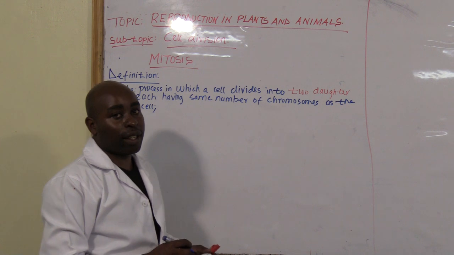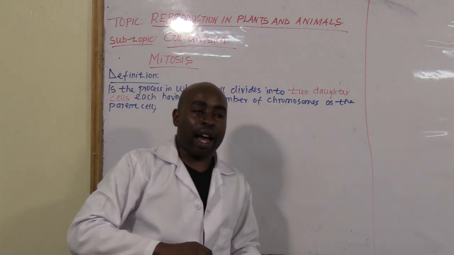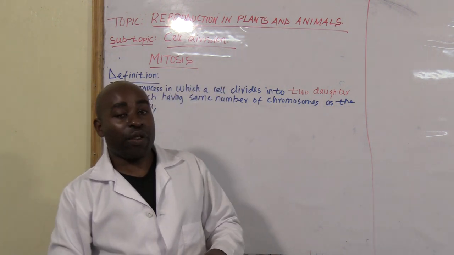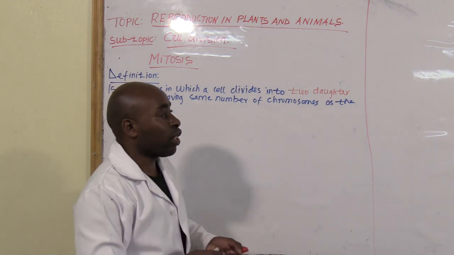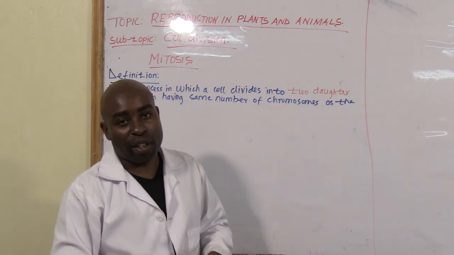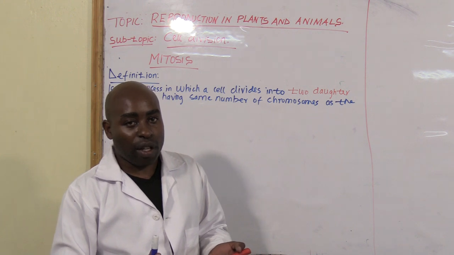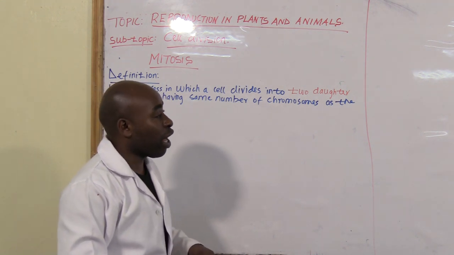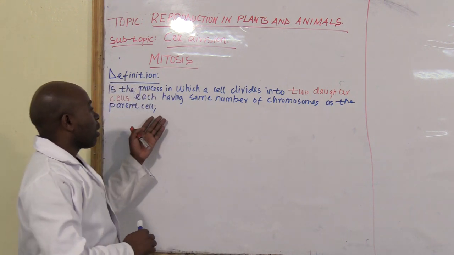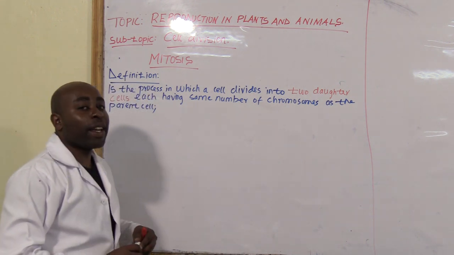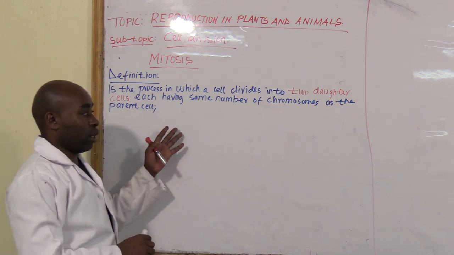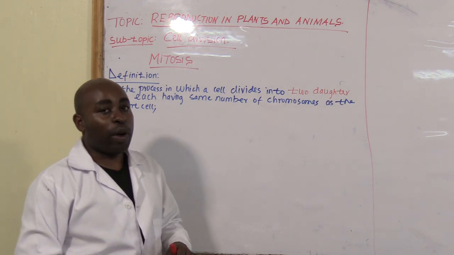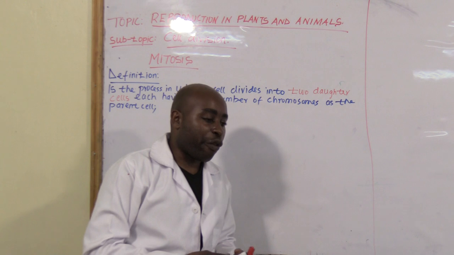Let's say the parent cell began with four chromosomes. At the end of the day, each of the two daughter cells will have four chromosomes. If it began with two chromosomes, eventually the two daughter cells will have two chromosomes. Therefore, the parental number of chromosomes, or the genetic constitution of these organisms, will be maintained at the end of mitosis.